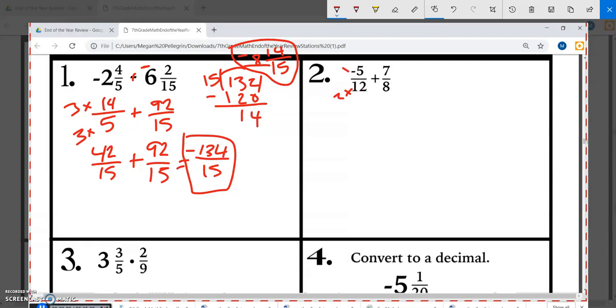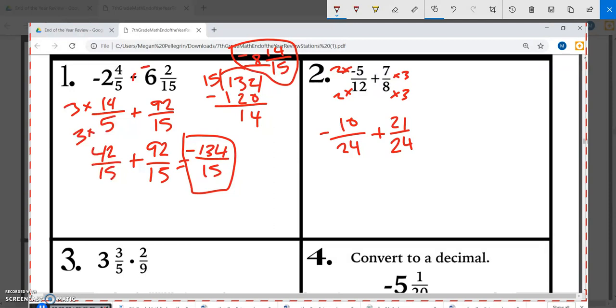Okay, so we can multiply both times 2. If you're ever stuck with this, you could always multiply 12 times 8 and 8 times 12. It's just going to be giving you very large numbers. And then to remind myself, I need to multiply both of these by 3. So 2 times 5 is 10. 2 times 12 is 24. Plus 7 times 3 is 21. 8 times 3 is 24. And it is a negative here.